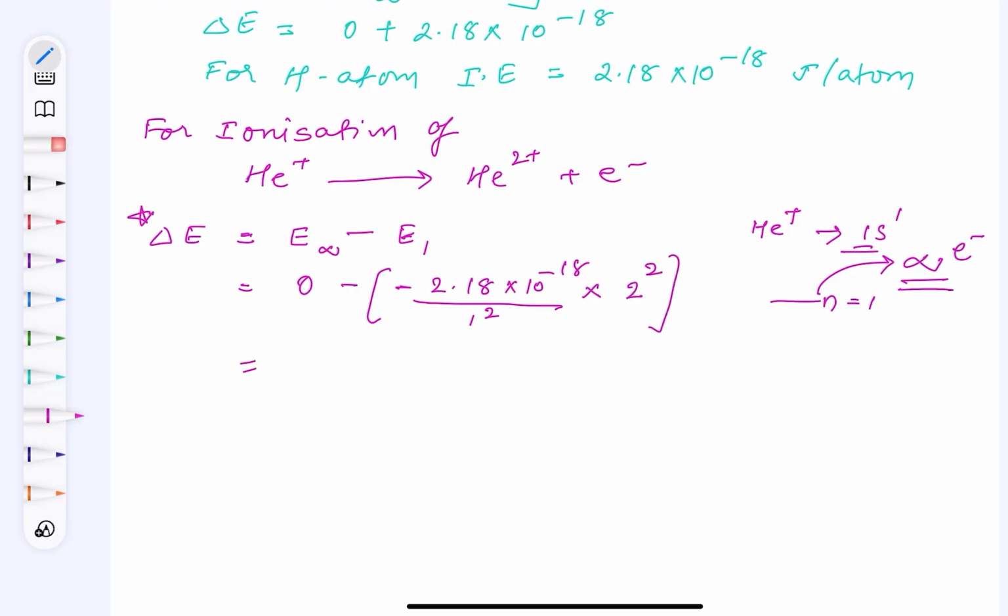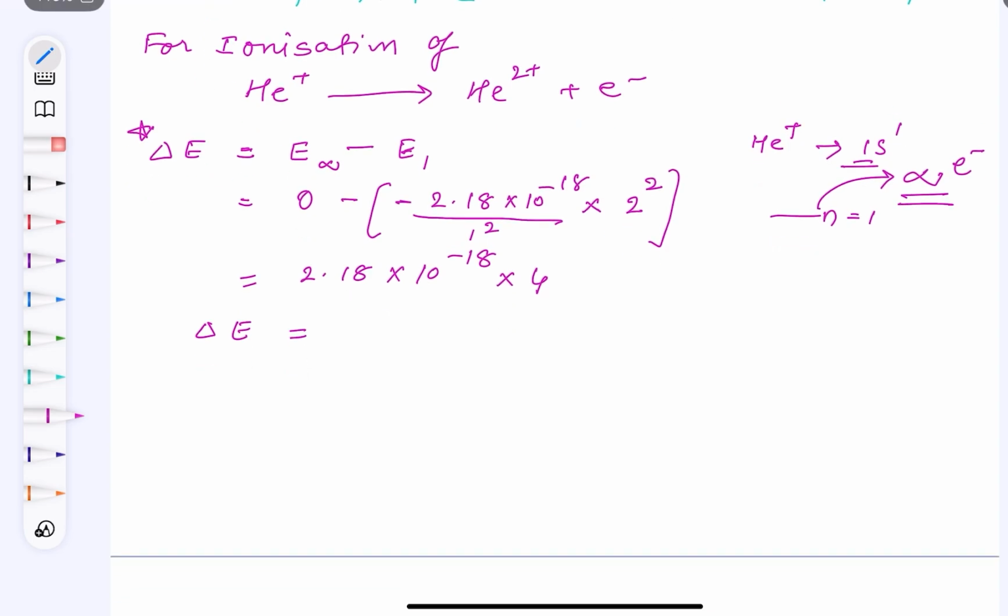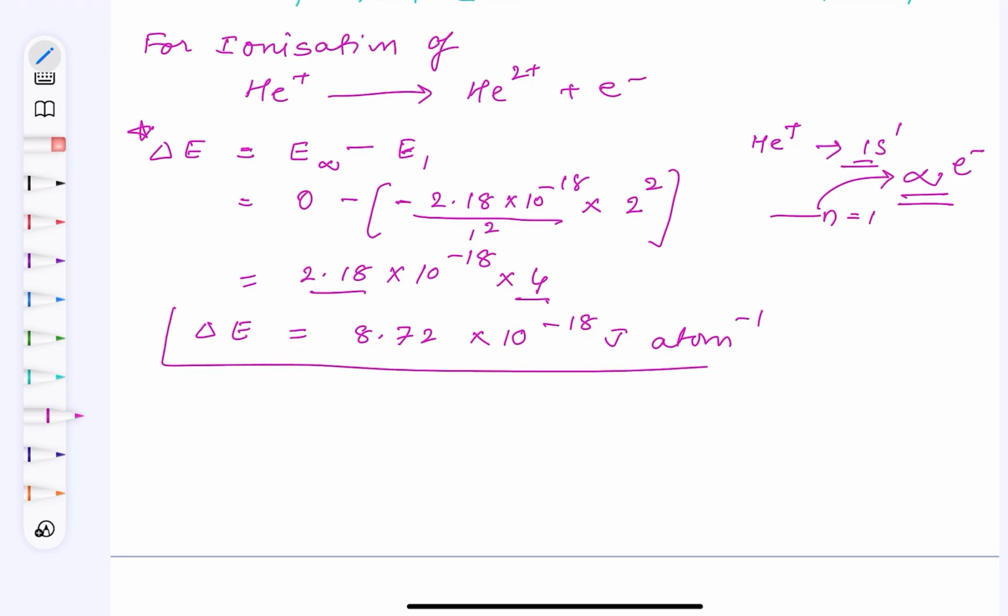Okay. So here this minus would be plus. So it would be 2.18 into 10 to the power of minus 18 into 4. So ultimately the ionization energy which you get to form He2 plus from He is, you just multiply this 4 with 2.18. It will be 8.72 into 10 to the power of minus 18 joules per atom. So that is the answer for this particular question.